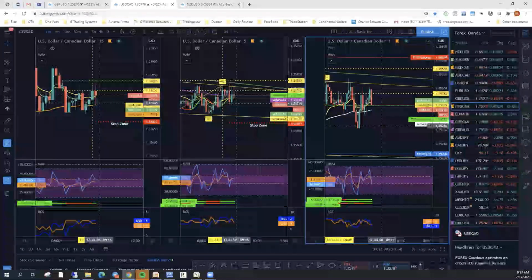It's just really range bound for now. It's very, very range bound. You don't want to take it short or long at this point.